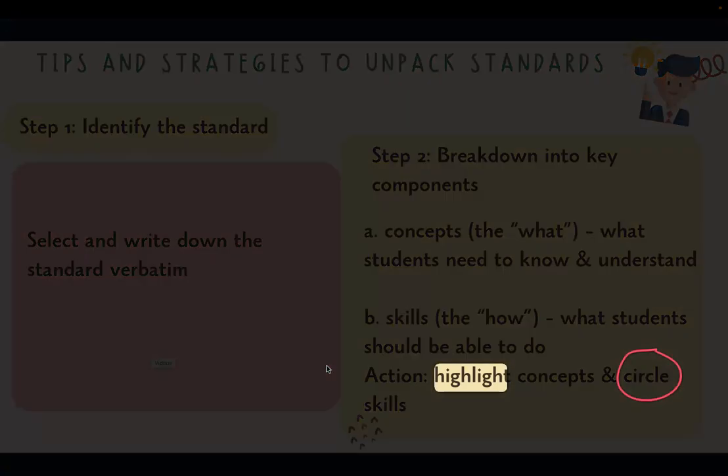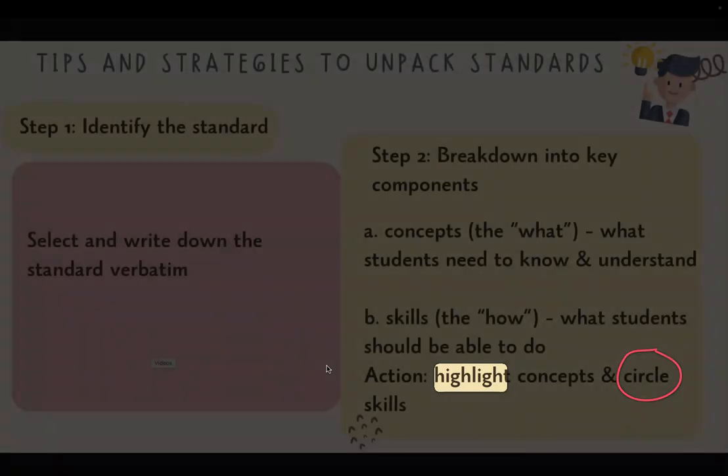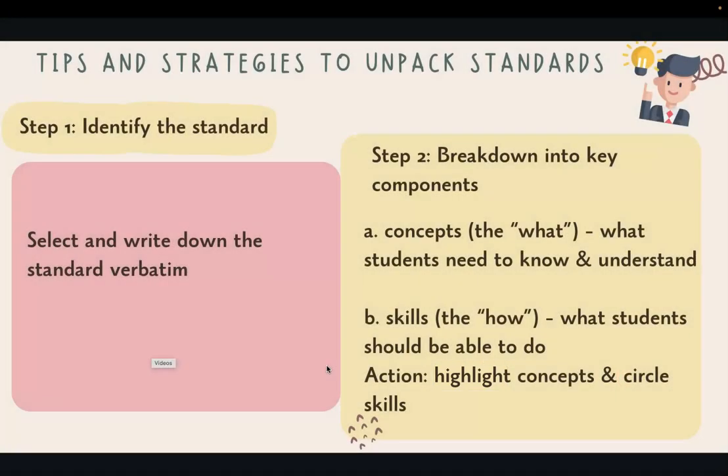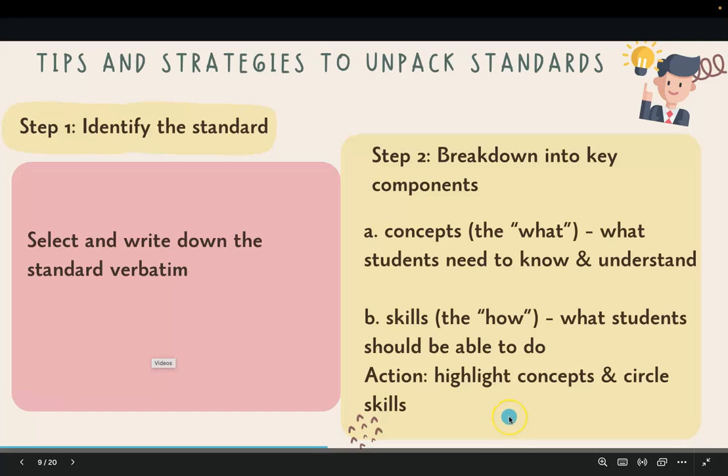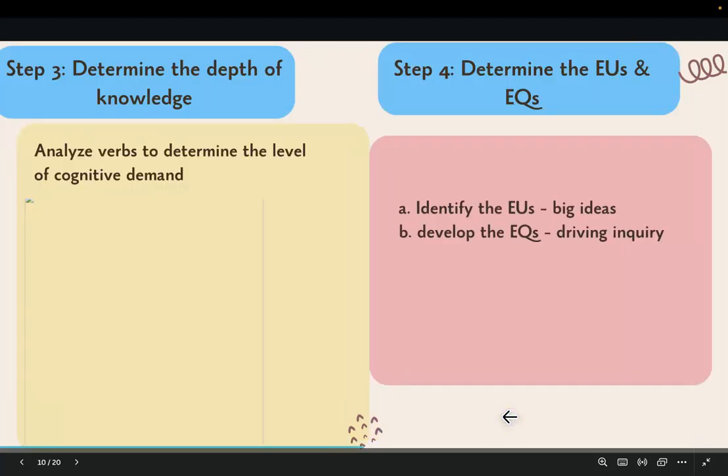A colleague of mine had this huge sheet of A3 paper, and she was literally doing it on the paper. She printed out some stuff, and for her it makes sense writing it down. However it works for you. For me, I do it on my computer and I may color code, so I may highlight the concepts and then circle the skills, the how, right? So that's the second step.